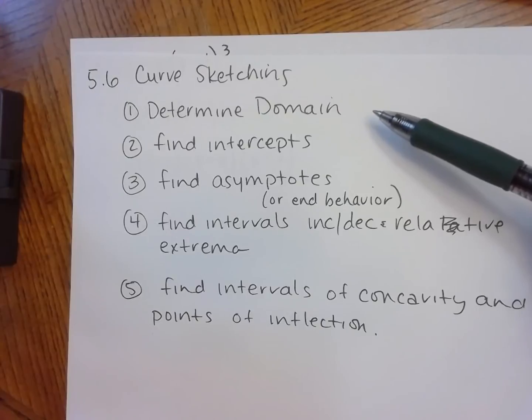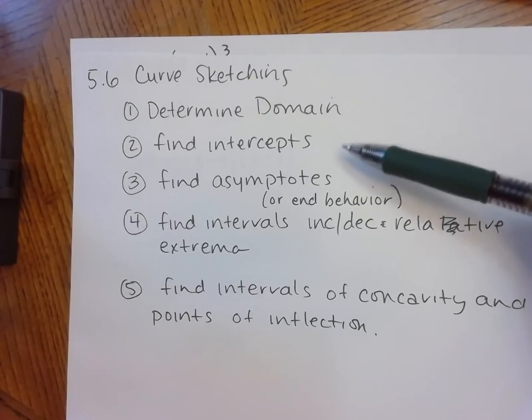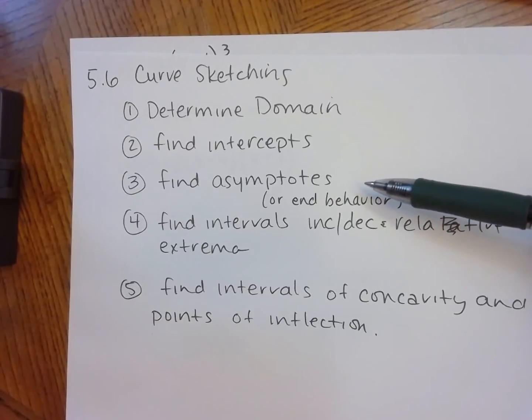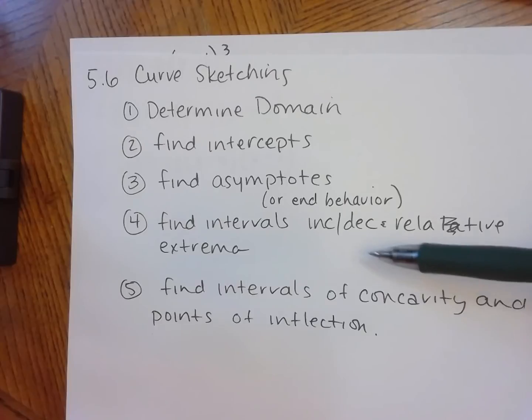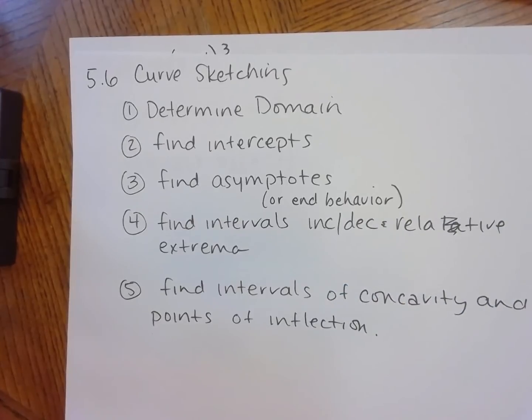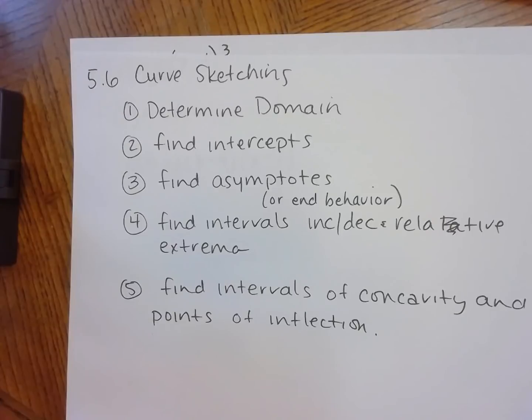Okay, so these are just our basic steps. We usually like to know what the domain is so that we're not skipping over something or missing a vertical asymptote. We find any intercepts if they're easy to find. We're going to look at asymptotes, and then the things we're going to focus on here are the intervals of increasing and decreasing and relative extrema, and then concavity and points of inflection.